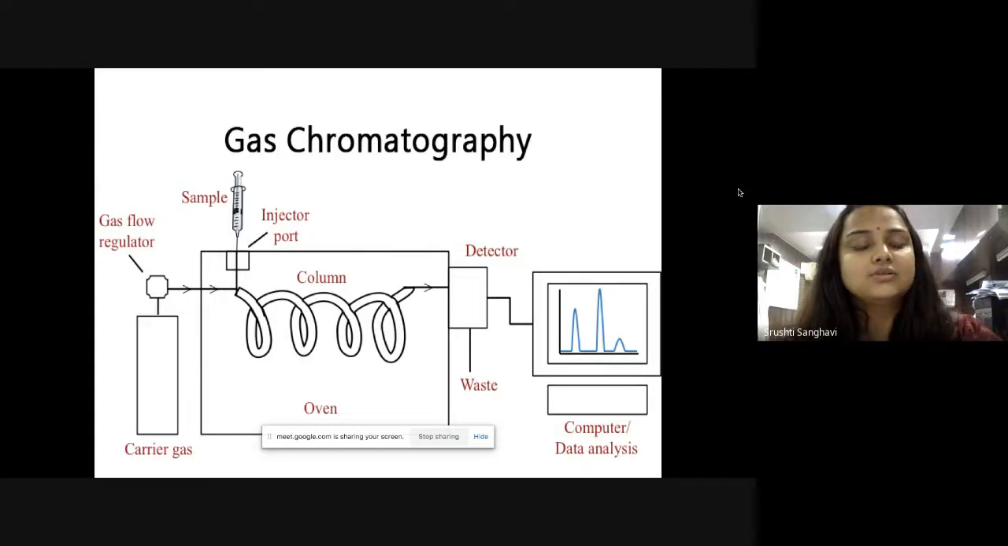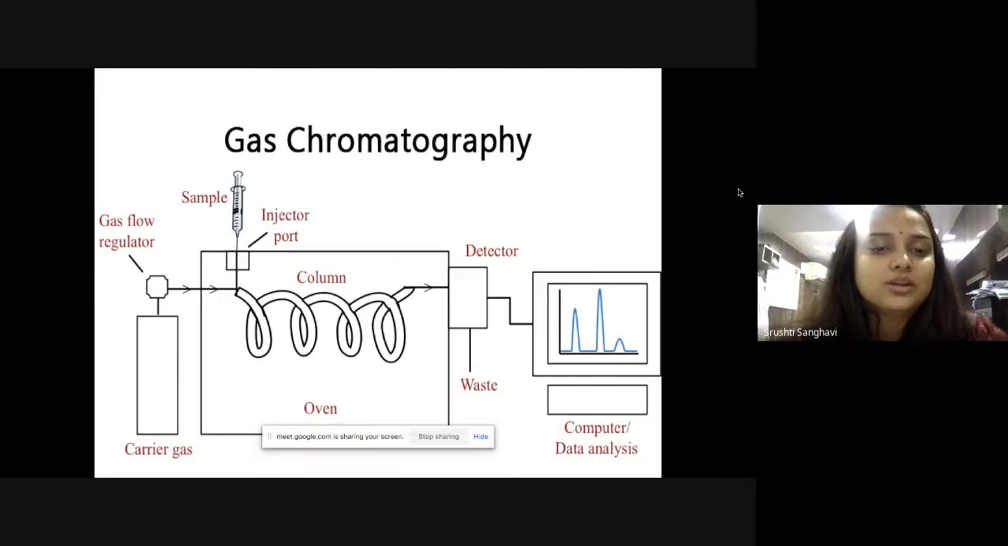The cylinder that you see on your screen is either nitrogen or helium, and that will act as a carrier gas. Then you see a gas flow regulator. You can control the flow rate. You want it to be at a flow rate of 0.3 ml per minute or 2 ml per minute or whatever is the decided flow rate. The carrier gas, which is nitrogen or helium, will then enter the gas chromatography system.